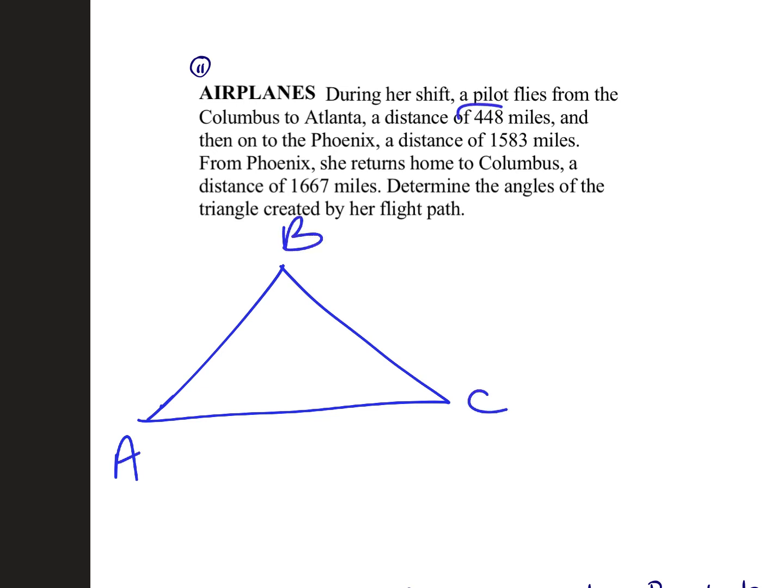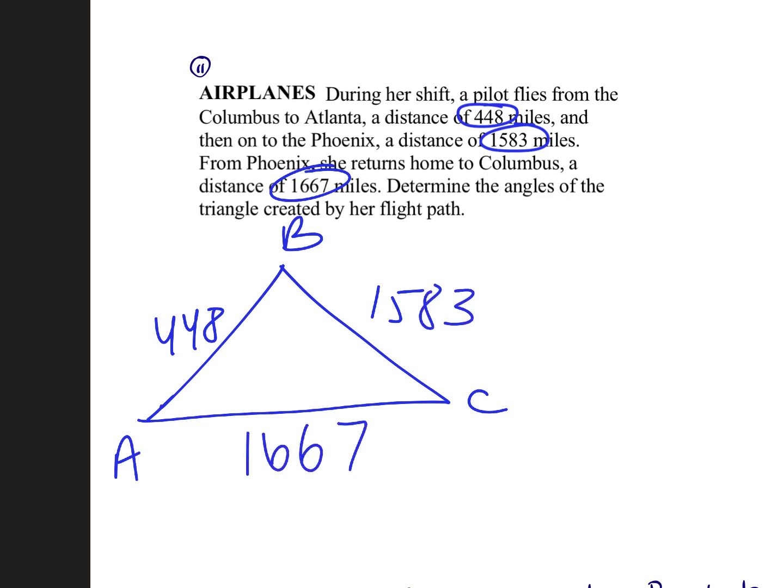How many distances did they give you? Did they give you any side lengths? No. Did they give you any angle measures? No, they just gave you what? Sides. Does it matter where you put them? No. I'm going to just say this is 448. I'm going to say this is 1583. And I'm going to say this is 1667.